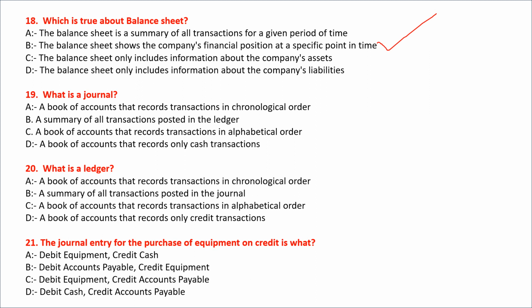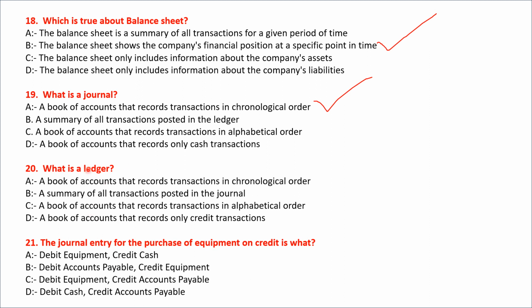Okay, let's see the next question. What is a journal? The options are: a book of accounts that records transactions in chronological order, a summary of all transactions posted in the ledger, a book of accounts that records transactions in alphabetical order, and a book of accounts that records only cash transactions. So here the right answer will be option A, a book of accounts that records transactions in chronological order. Okay, so option A will be the right answer.